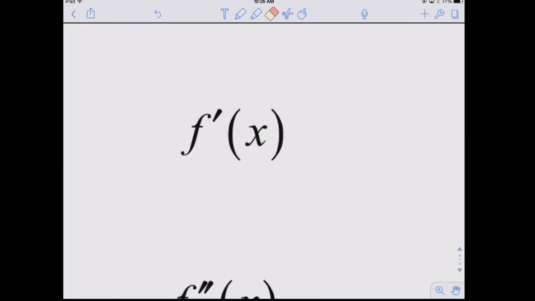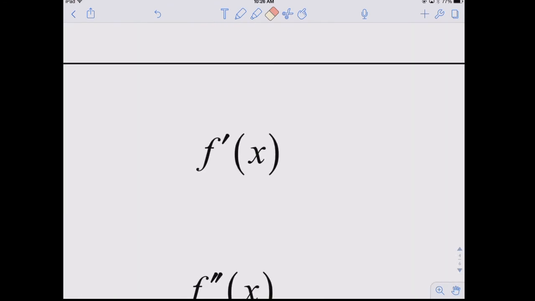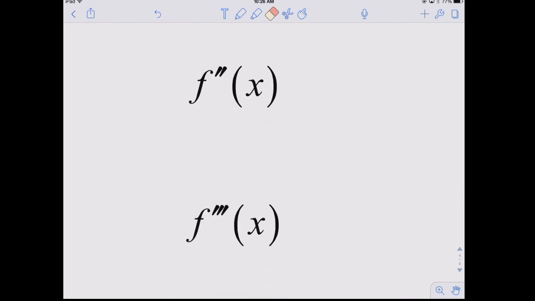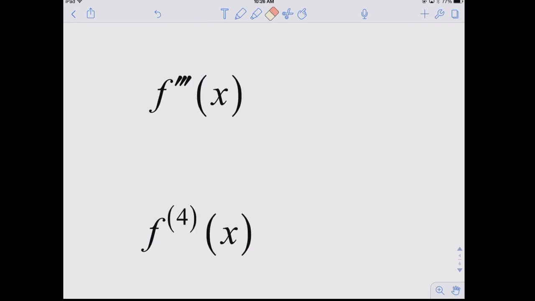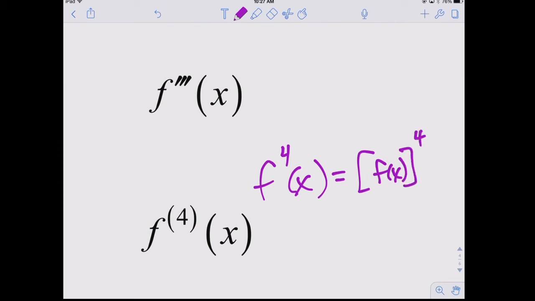If I do it in function notation, it's very similar. We start with function f, then we have f prime, f double prime, f triple prime, and then we switch to the Arabic with parentheses. Now, if you see something like this, without the parentheses around the 4, does that mean the fourth derivative? No. That means that the function itself is raised to the fourth power, which is why the parentheses are needed.